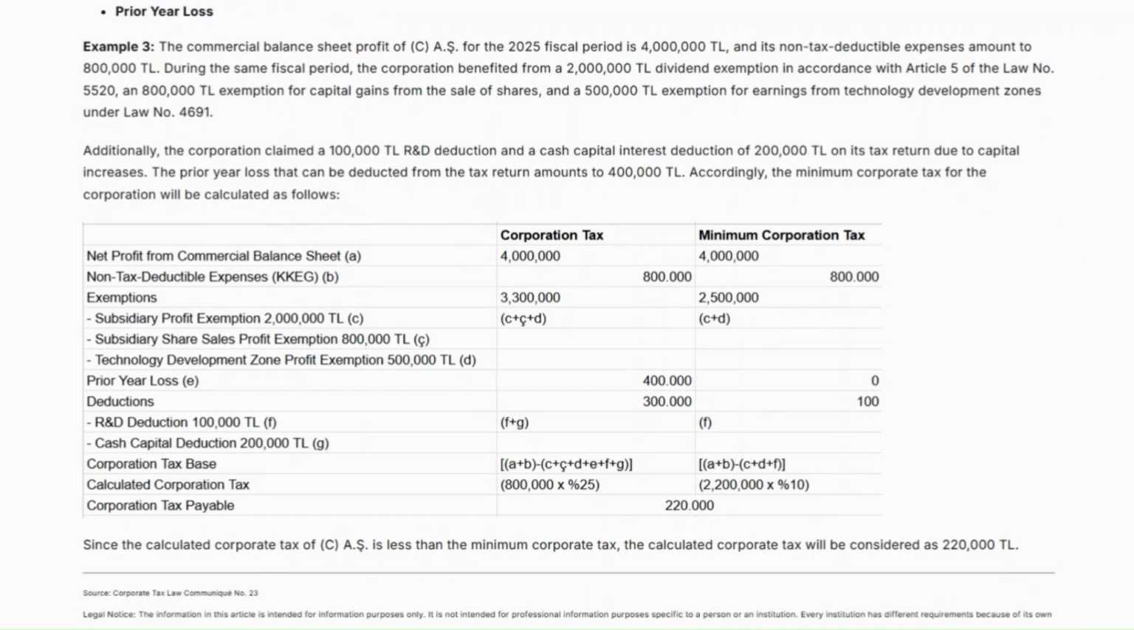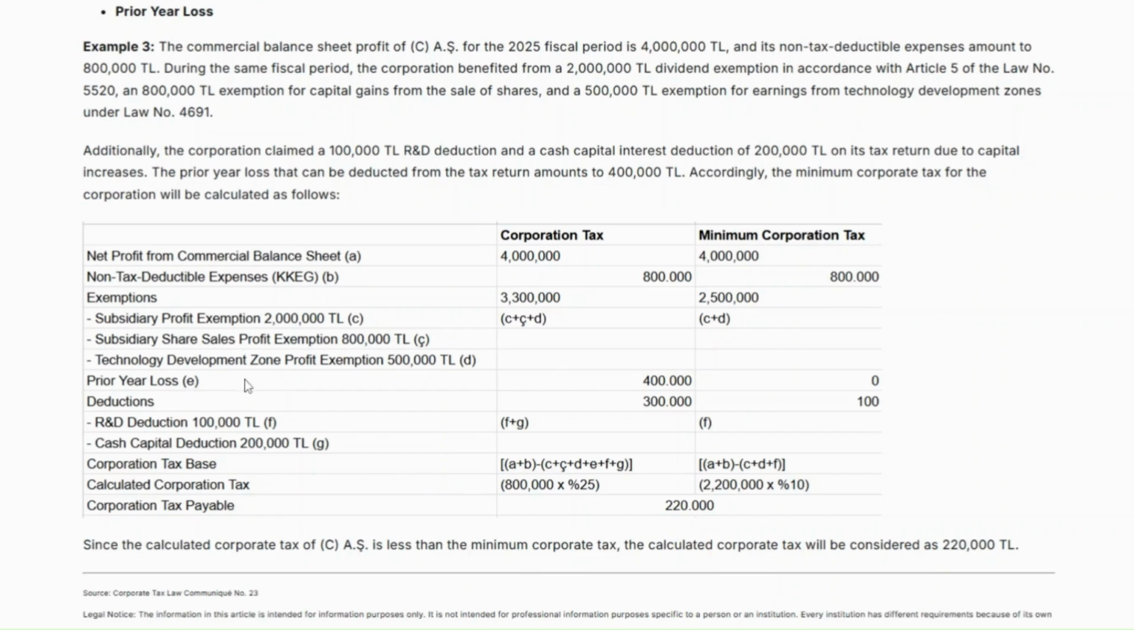In this example, the goal is to calculate the corporate tax and compare it with the minimum corporate tax. Let's break down each. The starting point is a commercial balance sheet profit of 4 million. Non-tax deductible expenses amount to 800,000 and these are added to taxable income because they are not allowable as deductions. Several types of income are exempt from taxation and you can see this subtraction here. These exemptions reduce the taxable income base by their respective amounts.